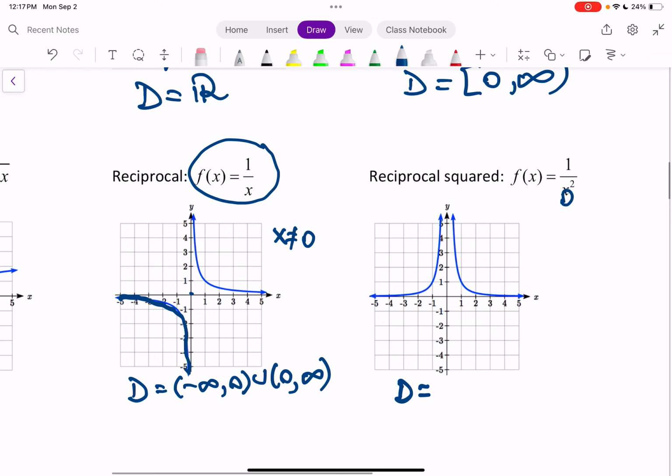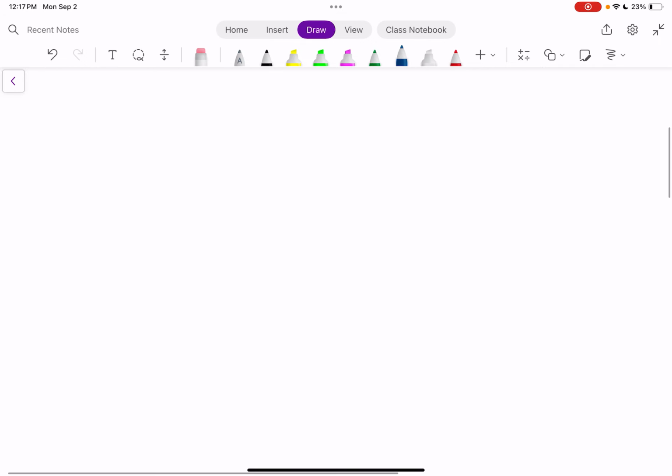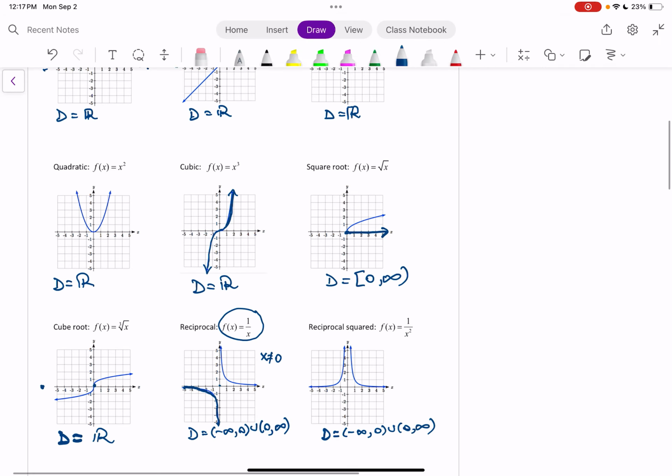If I plug in a 0 here, 0 squared is still going to be 0. I cannot divide by 0. And as you see, this graph also does not cross through the y-axis, but skips right over it. Okay. So I just wanted to give you a visual.